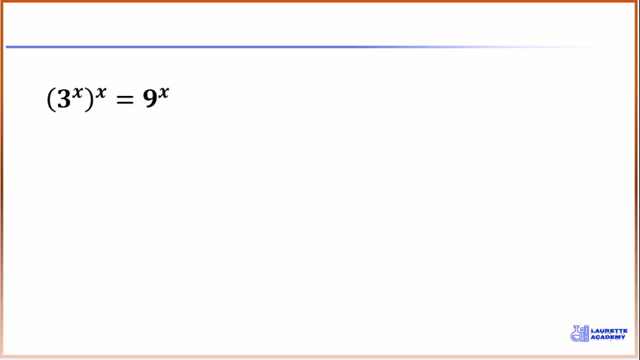Now let's move to the next question. We have that 3 raised to the power x, raised to the power x, equals 9 raised to the power x. You can rewrite this as 3 raised to the power x times x equals 9 raised to the power x. Of course, again, we're using the property x raised to the power m raised to the power n is equal to x raised to the power m times n.